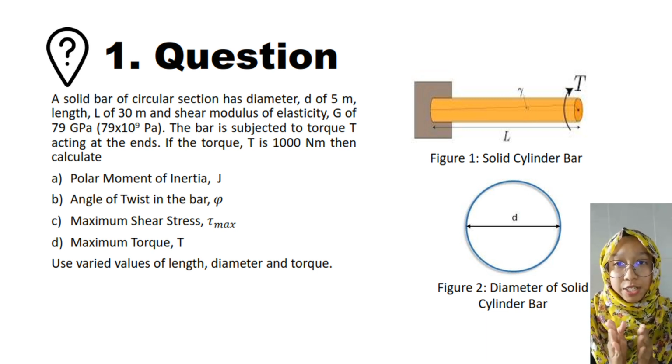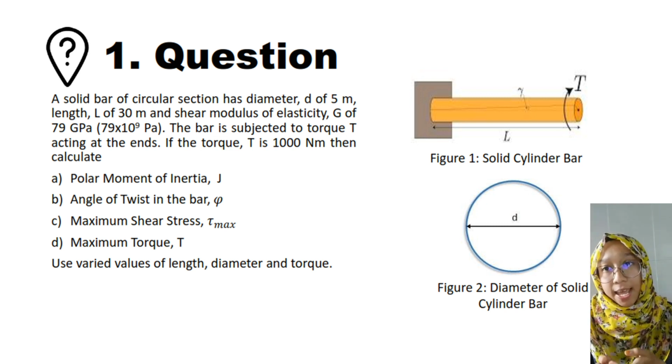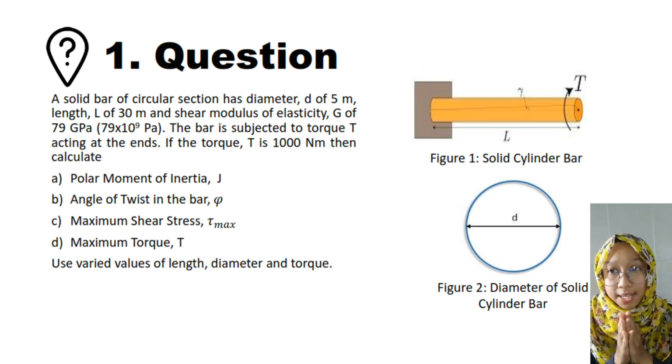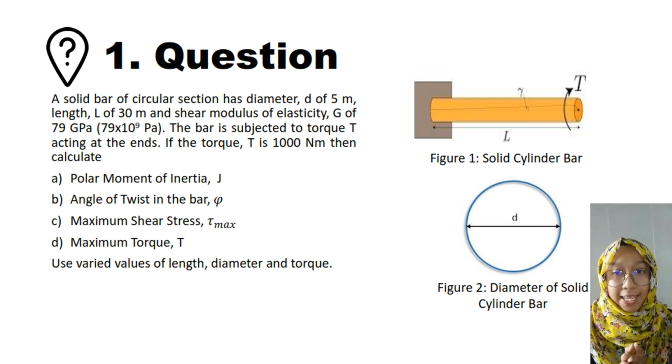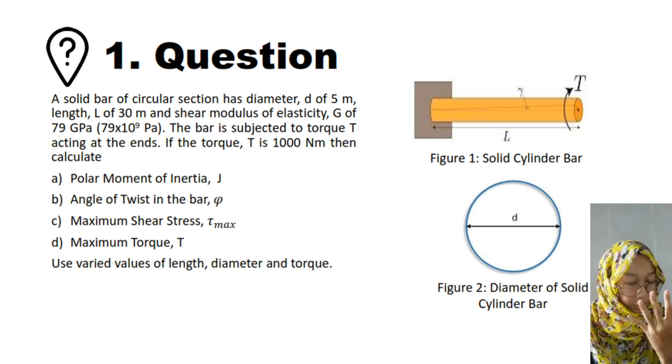The question is: a solid bar of circular section has a diameter d of 5 meters and a length of 30 meters, and the shear modulus of elasticity is 79 gigapascals. The bar is subjected to a torque T acting at the end. If the torque T is 1000 Newton meters, then we have to calculate the following.